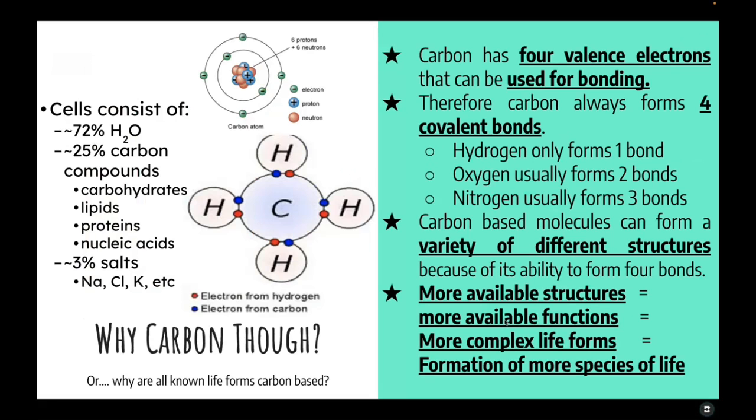For this section, I wanted to talk about the fact that cells are 72% water. Remember we talked about the properties of water video and how water is super important to maintain homeostasis within a living thing. And the other 25% is carbon compounds, which are carbohydrates, lipids, proteins, and nucleic acids, which are the biomolecules or macromolecules, same thing, that we need to live. And the rest, the 3%, is sodium, chloride, potassium, etc. So salts.